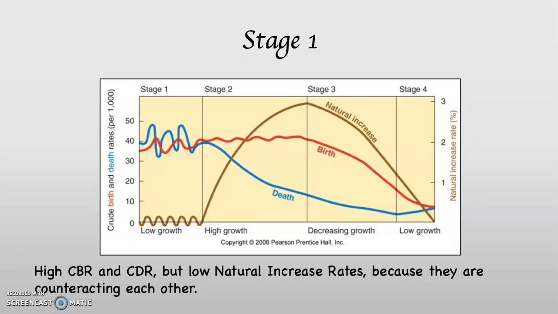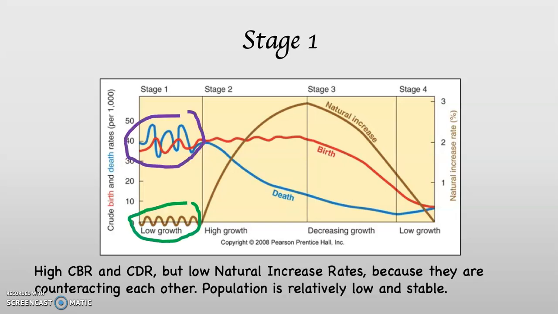Stage 1. Stage 1 is characterized by having high crude birth rates and high crude death rates. So a lot of people are being born, but a lot of people are dying. And because of that, low overall natural increase rates, which means the population is not really growing much, because these things are counteracting each other. There may be times when more people are being born than dying, but then something happens and lots of people die.